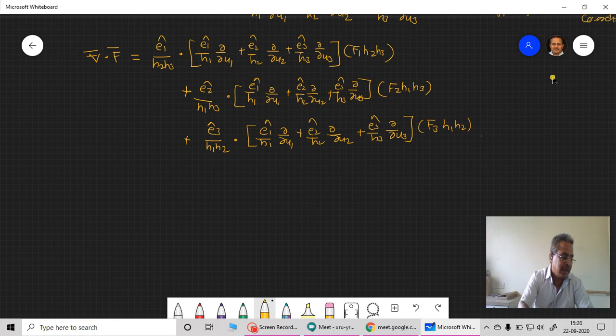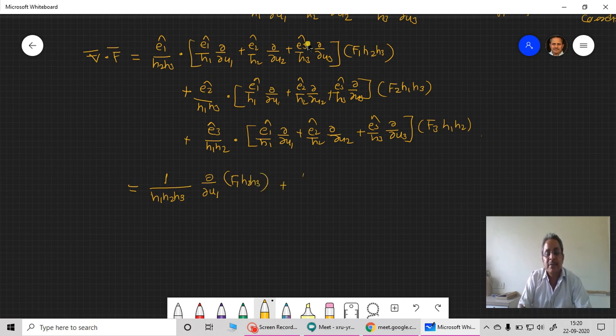Okay, so I'll get, therefore, this is equal to 1 upon, E1 cap dot E1 cap is 1, so this is 1 upon, I am writing here, H1 from inside this bracket and H2 H3 is already there, so I am getting the product H1 H2 H3, all three scale factors, and then the differential with respect to U1 of the quantity F1 into H2 H3.